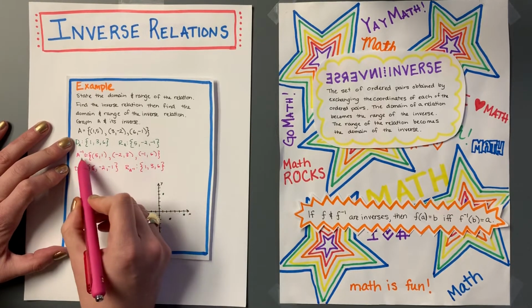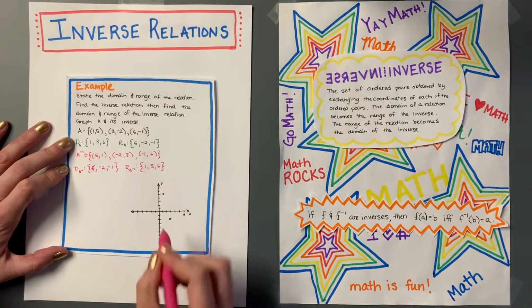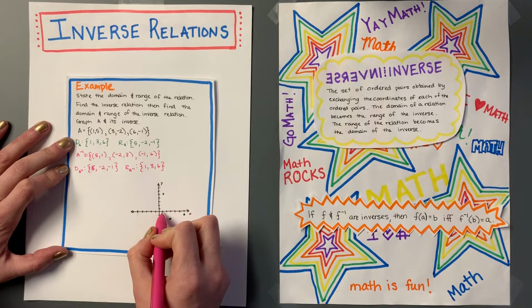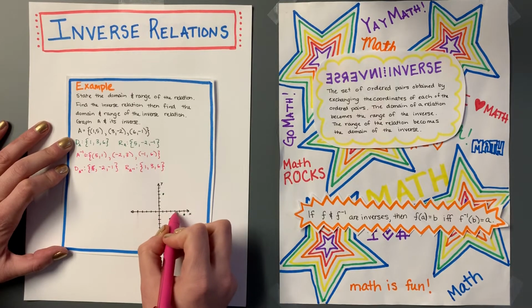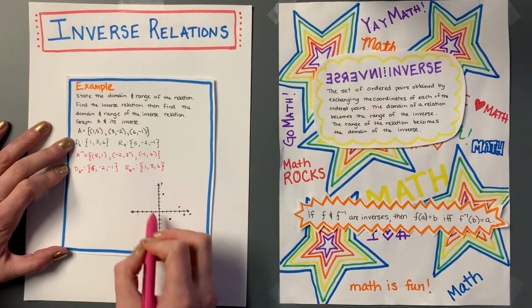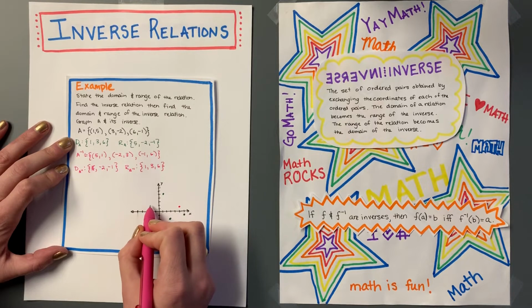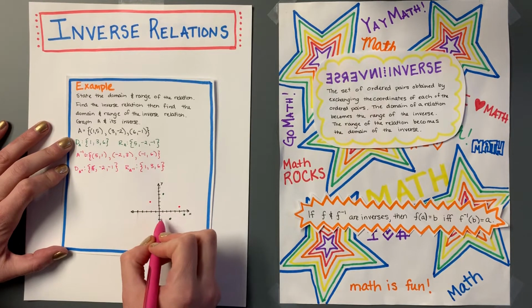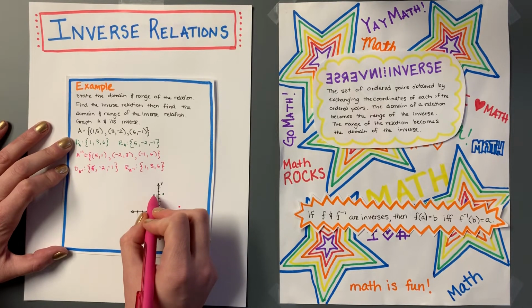Beyond this, I'm now going to graph A inverse. So I have 5, 1, -2, 3, -1, 6.